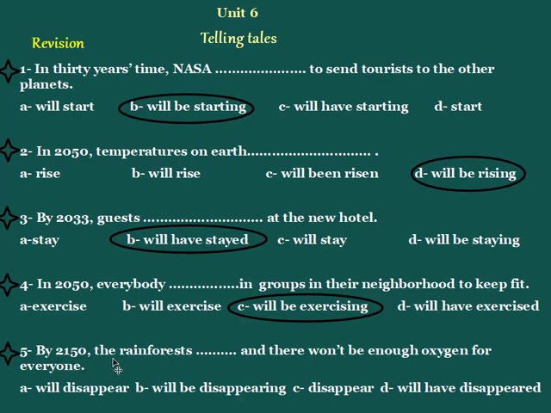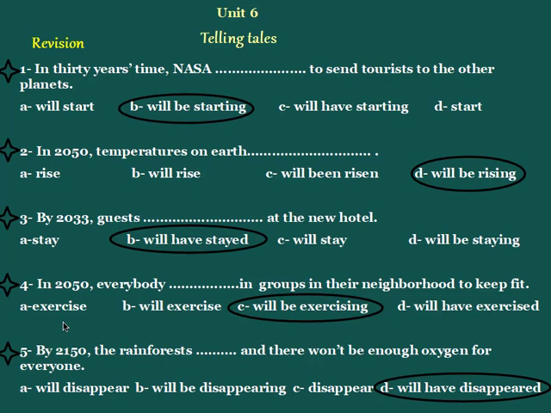2150, the rainforests and there won't be enough oxygen for everyone. Will disappear, will be disappearing, disappear, or will have disappeared. Number 5 and the last one: by 2150, the rainforests space and there won't be enough oxygen for everyone. So which answer will be the right answer? Let's see. The right answer is will have disappeared. So at number 5, we can say that we finished the revision part.